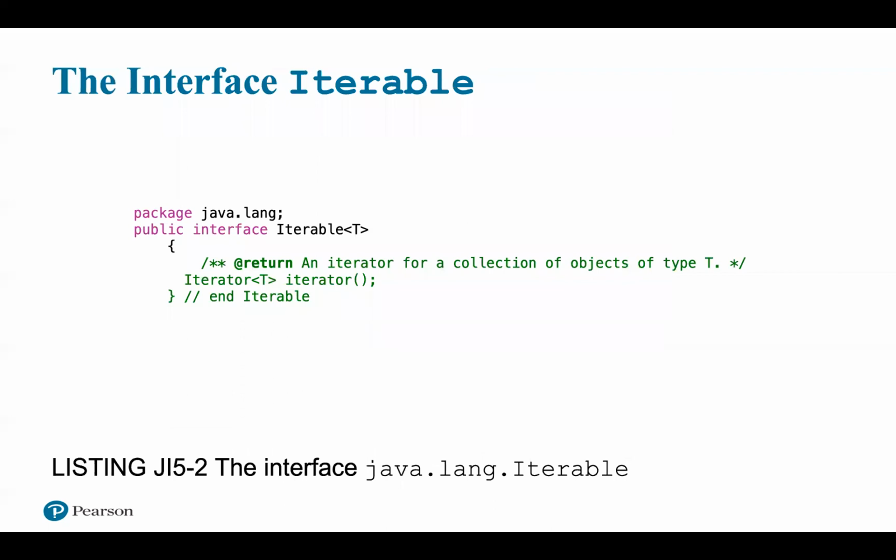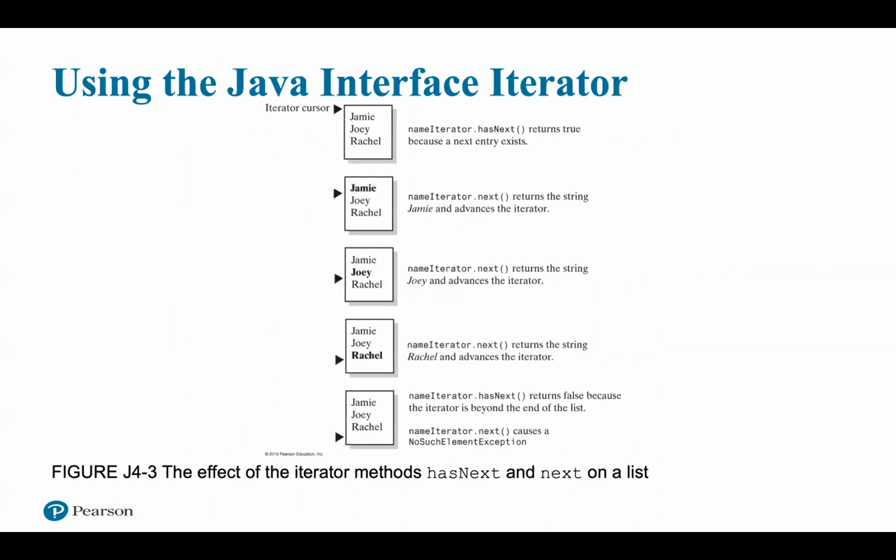So here is the interface Iterable. The different ways of obtaining an iterator for a given collection are possible. We already mentioned this. Here we're just showing the interface and the high-level code for that.